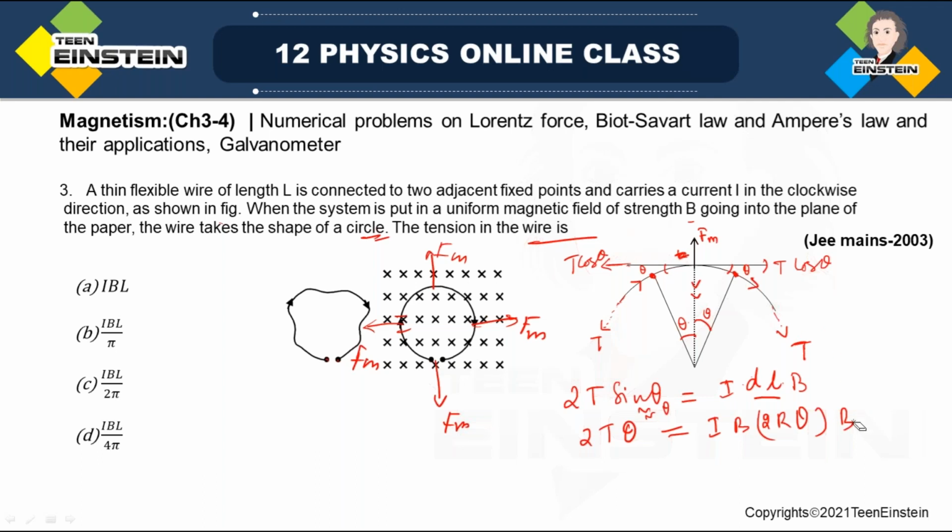Let me tell you, dl is r d theta. So actually this part is like a half portion of the dl, so you will get 2r theta.